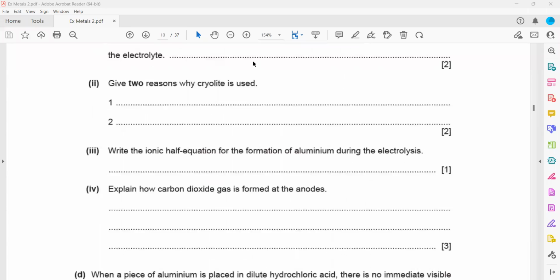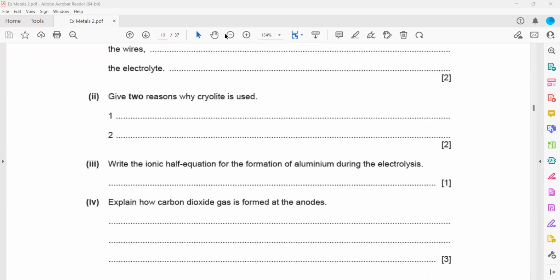This is a reduction. Yes, it's a gain of electrons, that's true, it's a reduction. But we have to write an ionic half equation. So aluminum is 3+. It will take 3 electrons. Al3+ plus 3e- equals Al. It takes 3 electrons and turns into an aluminum atom.